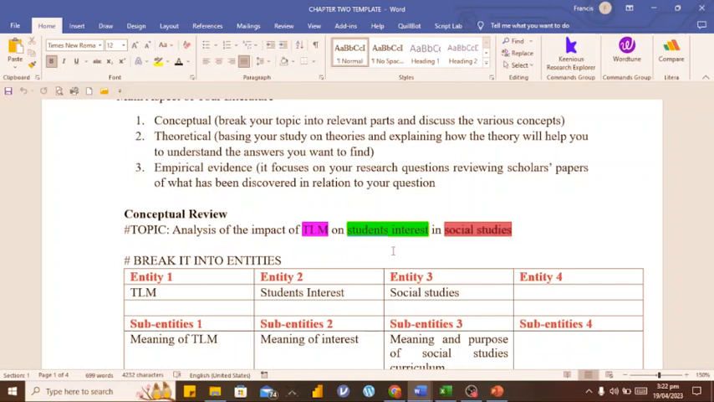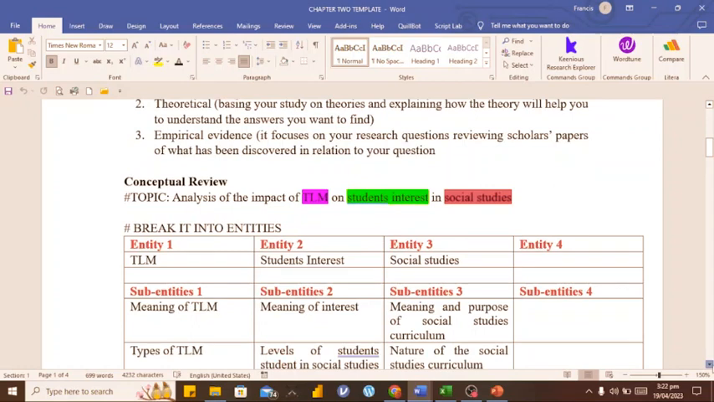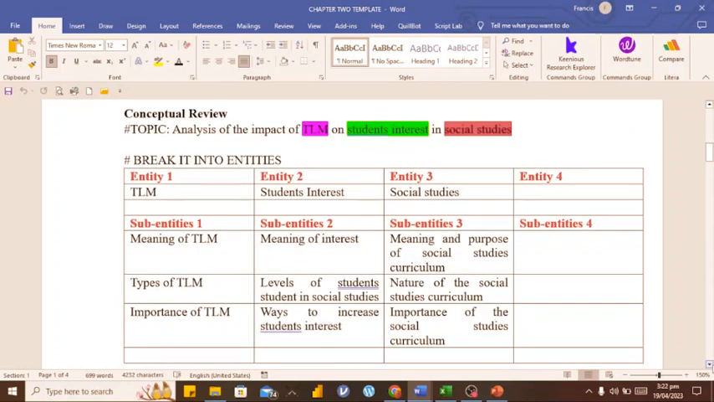So these are entities. The first entity is TLM, that is entity 1. Then student interest is entity 2. Then social studies is entity 3. If TLM is entity 1, then what are some of the sub-entities? Under TLM, what are the things that you are going to look at? Let's say, under TLM, I'm going to look at the meaning of TLM. You want to explain the concept. That is why you have taken TLM as an entity, and you are going to explain that entity so that whoever reads your research can better understand you.